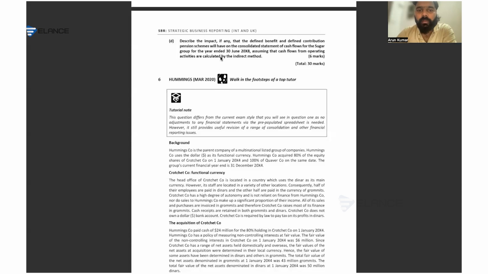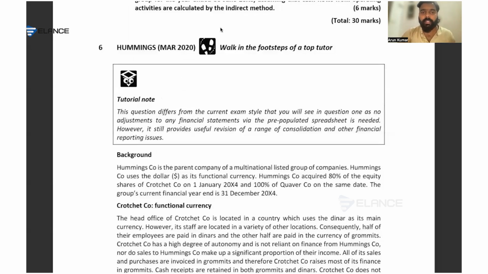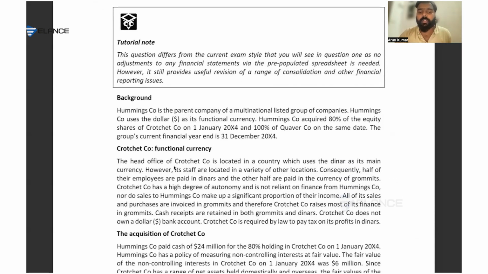Can you see the question here? Question number 6 from your kit. It's a question from March 2020, and this question clearly tested the knowledge of both functional currency as well as the translation gain or loss. That part got tested here. And it's not a sample paper, it's your exact question itself. This is how your original question paper will look.